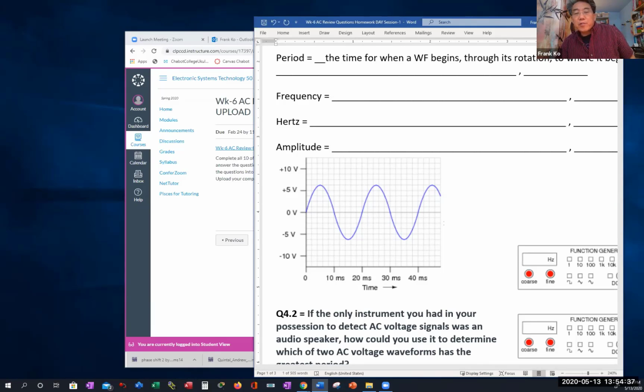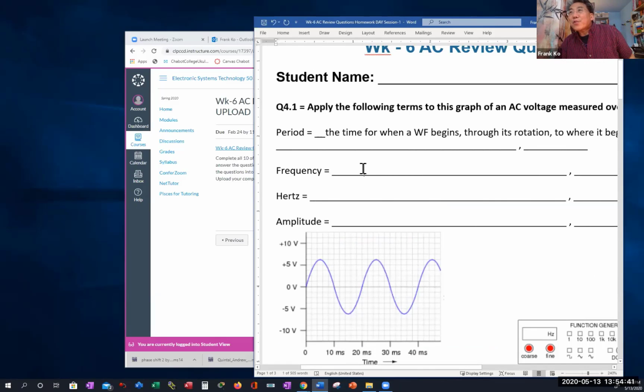Now, based on 20 milliseconds, what is the definition for frequency? Frequency would be the number of cycles per second. Very simply, that's all you have to say for the definition of frequency. And does this question ask for a definition? Yes, it does. What happens if you put down a frequency, some number without the definition?